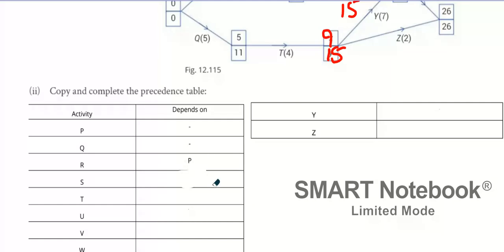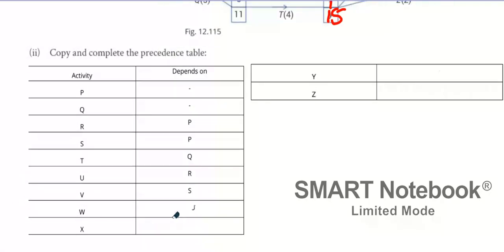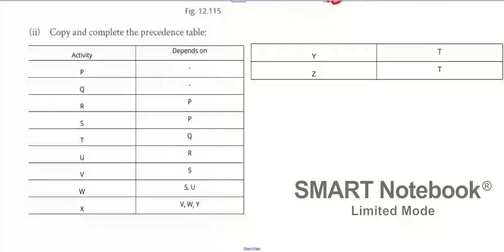P. S. What does S depend on? P. What does T depend on? Q. U depend on? V. W. S and U combined. What does X depend on? W, V, and Y. And what does Y depend on? T. And what does Z depend on? T. Cool, that's a precedence table, and it's really easy, isn't it? Nice marks. No hassle.